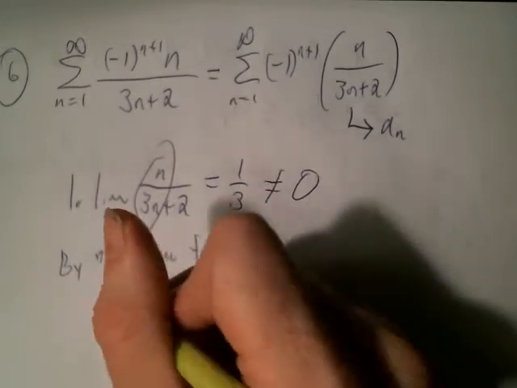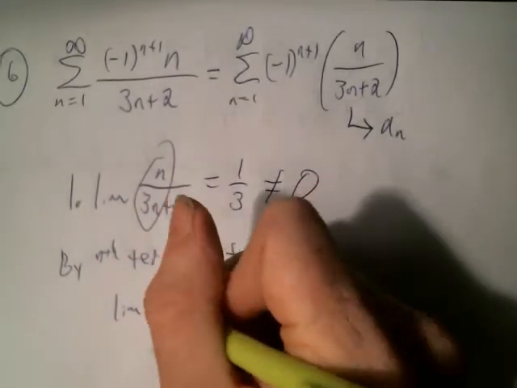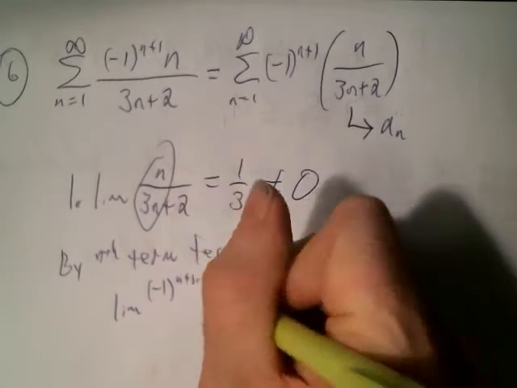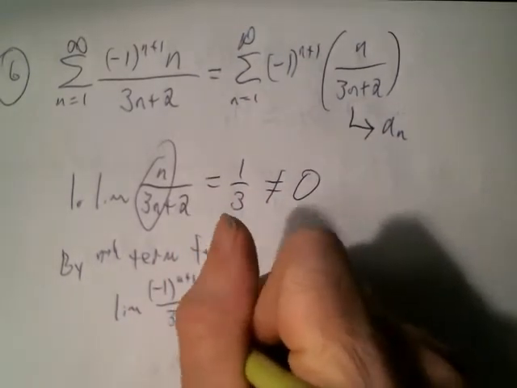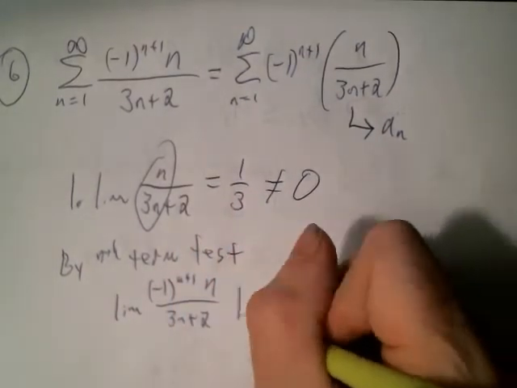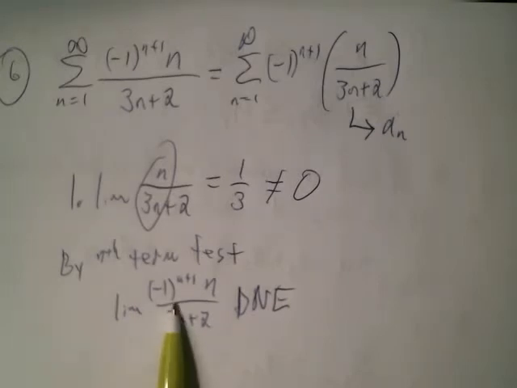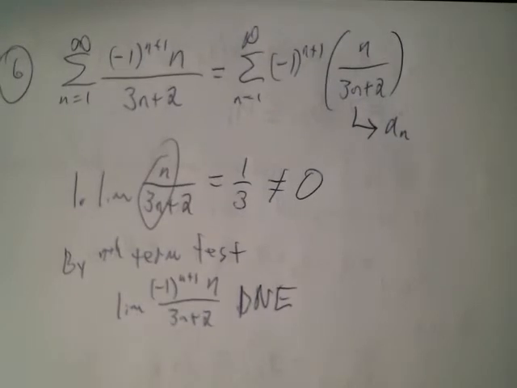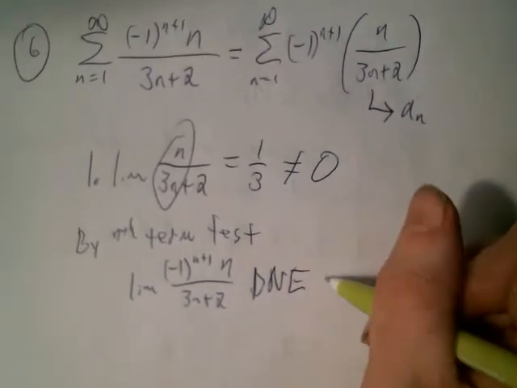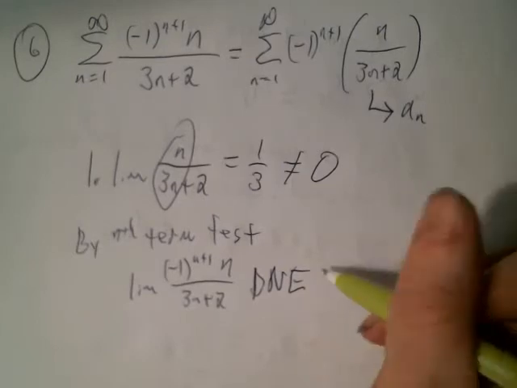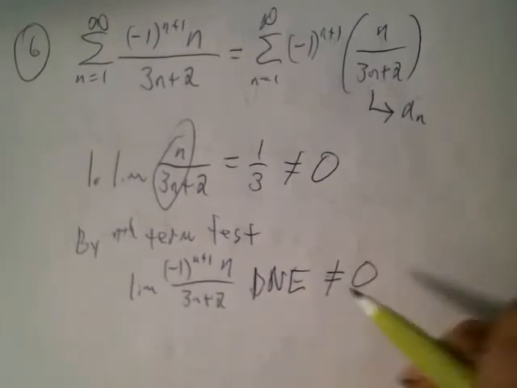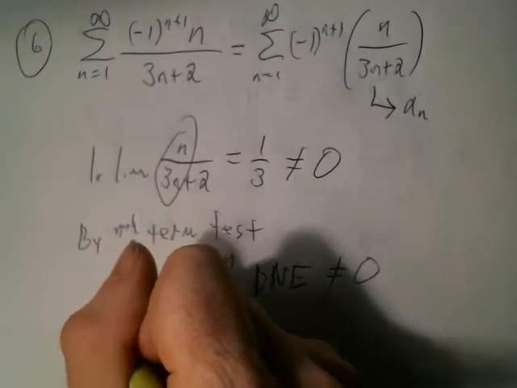But anyways, by the nth term test, we know that the limit of this other expression, (-1)^(n+1) times n all over 3n plus 2, does not exist, because the even terms will go to -1/3 and the odd terms go to +1/3. It's diverging by what the book is calling oscillation. So this does not exist. The nth term test says if that does not equal 0, then it's divergent, hence divergent.